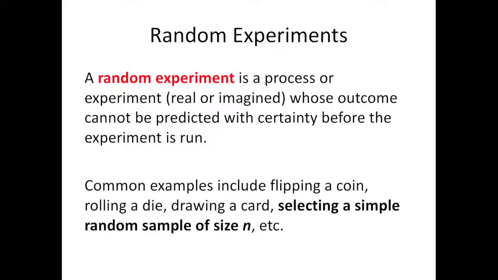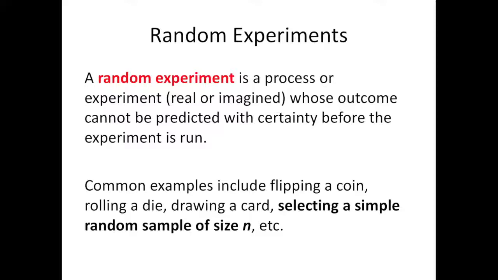Some common examples that we'll use quite often in this course include flipping a coin, rolling a die, drawing a card. Those are always easy ones to fall back to because we have some life experience with those random experiments, but also something more complex like selecting a simple random sample of size n. And that's what we're going to need to do when we return to the science of statistics and doing statistical inference. We'll be selecting random samples, so being able to come up with a mathematical model for that random experiment means we'll be able to talk about variability and uncertainty mathematically at that point.